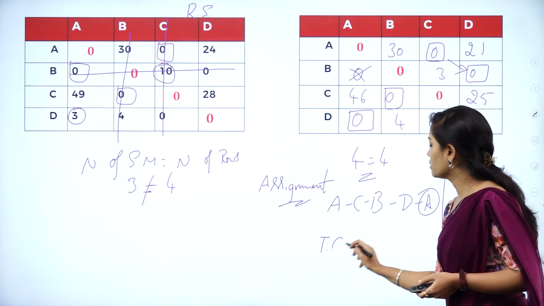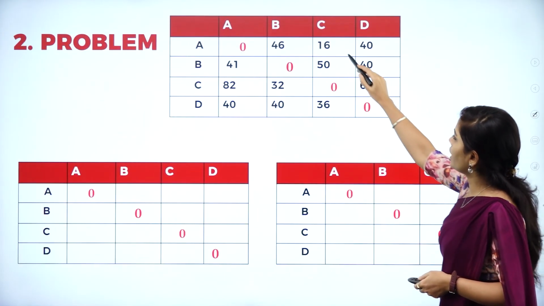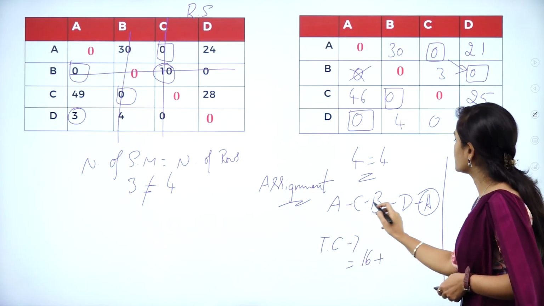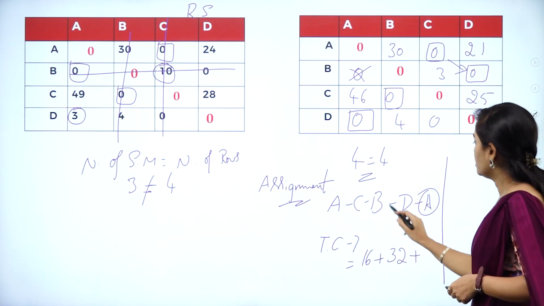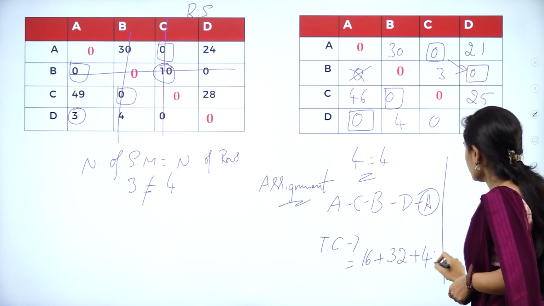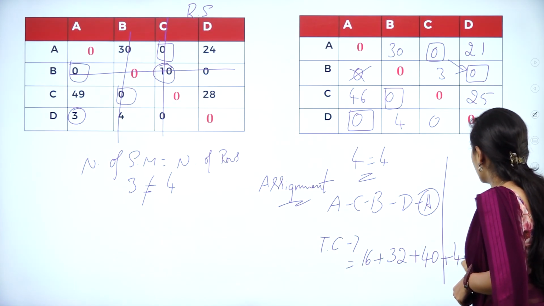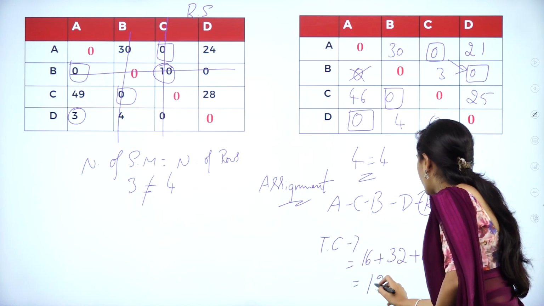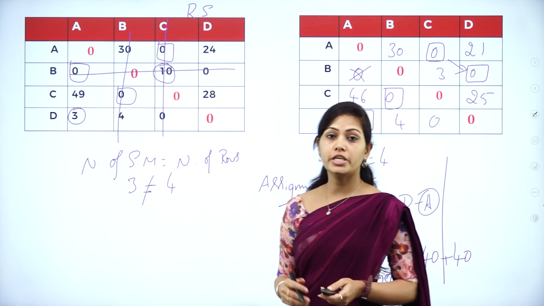Now find the total cost. The total cost is A to C: the original value of A to C is 16, plus C to B, which is 32, and B to D, which is 40, and D to A is 40, plus 40. So add all the values. The total cost is 128 kilometers. So this is about the traveling salesman problem.